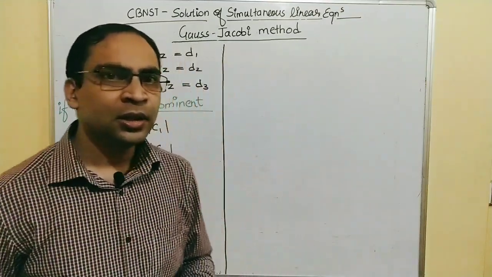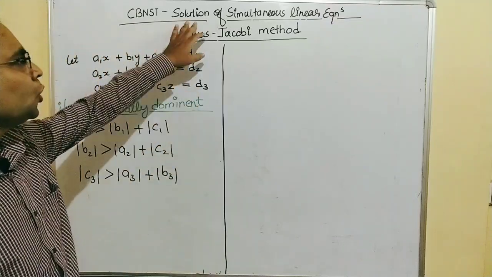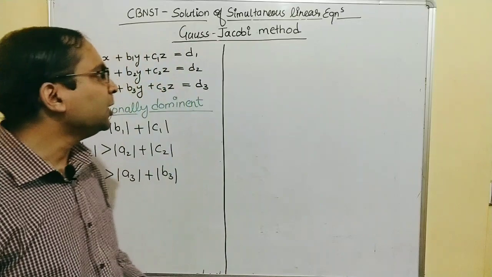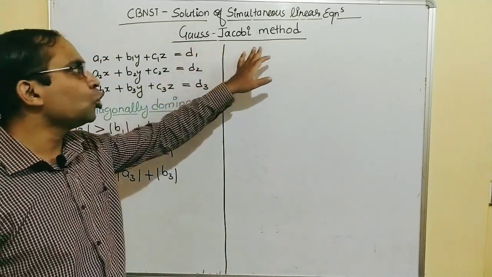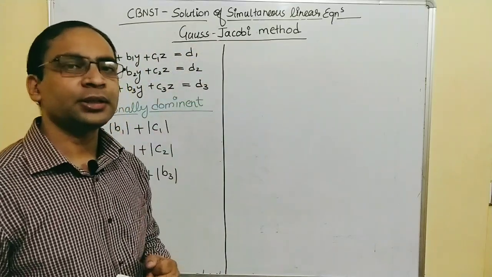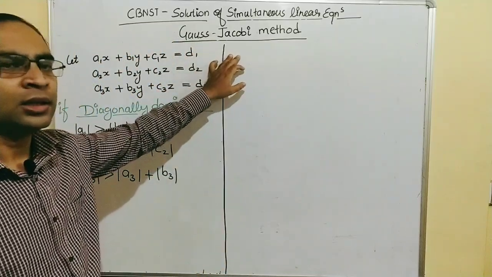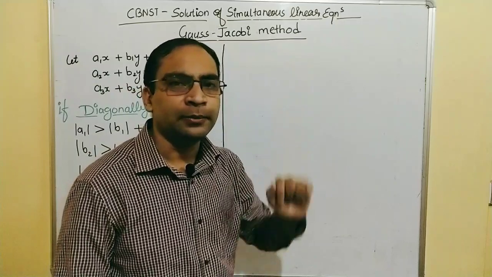In today's lesson, we will talk about solution of simultaneous linear equations, and we'll see the method Gauss Jacobi to solve these simultaneous linear equations. This Gauss Jacobi method is also known as Jacobi iterative method.